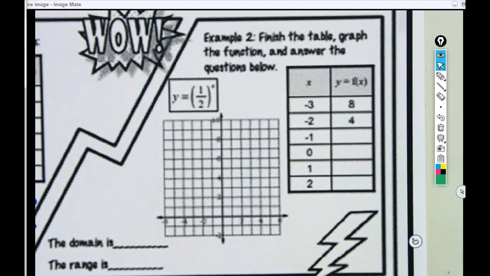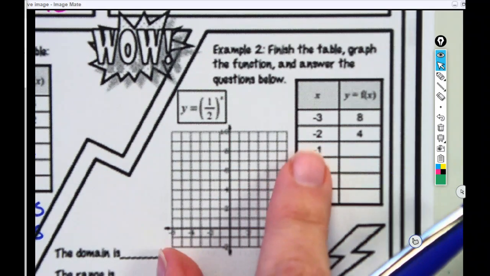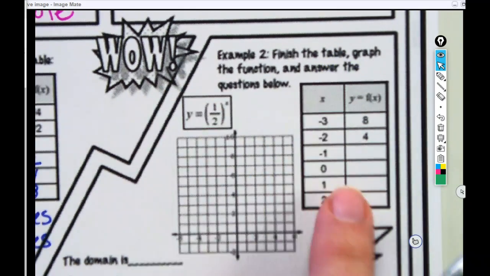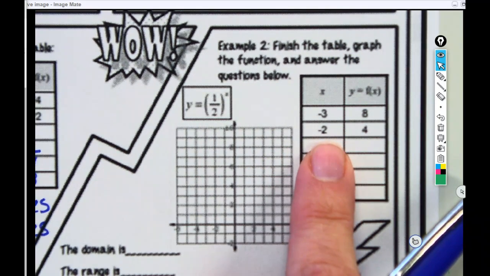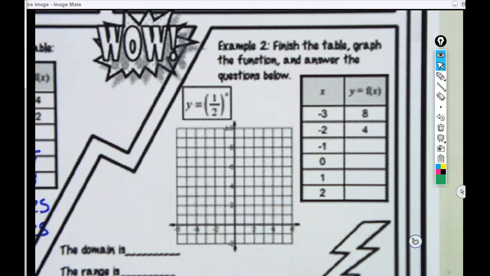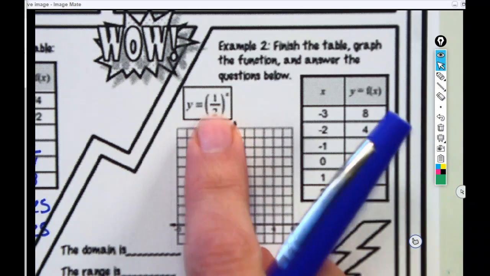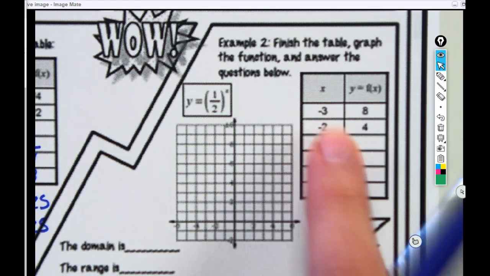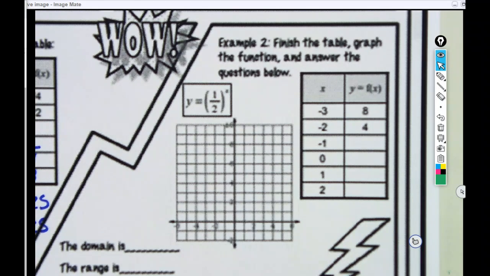Example 2. All right, let's make sure you know how to use your calculator. Tell me what 1/2 raised to the negative 1 is. Let's make sure we get the same answer in our calculator. 1/2 raised to the negative 1. They've already figured out -3 and -2 for me. Did you figure it out? 2? Yes, 2.